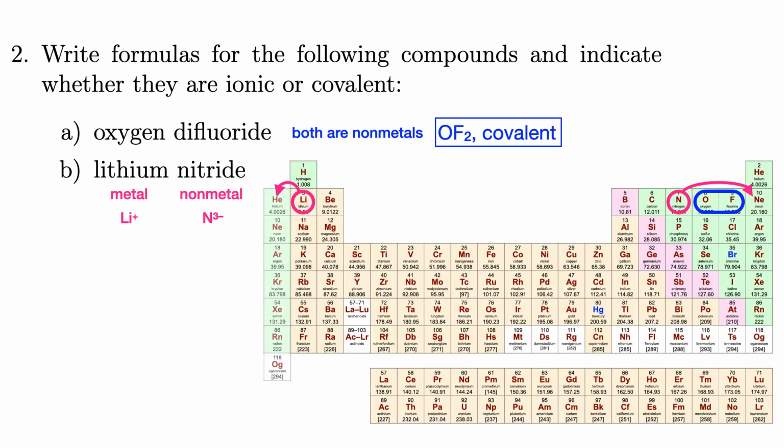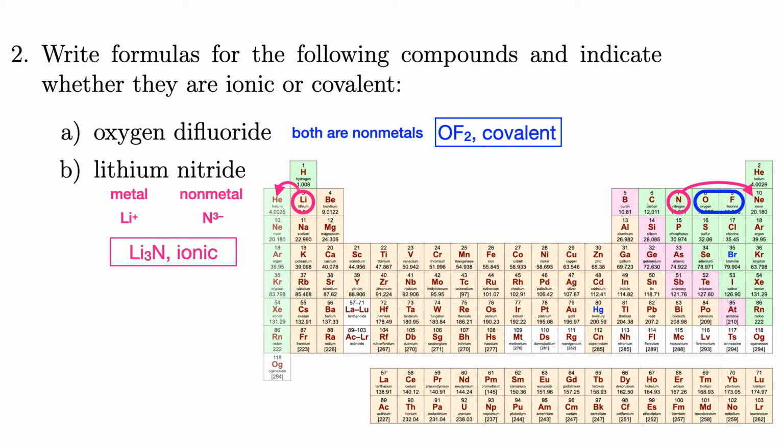And so we've got a compound formed from Li+ and N3-, and in order to form a neutral compound, we need to have 3 times as many lithiums as we do nitrides, and so our formula will be Li3N.